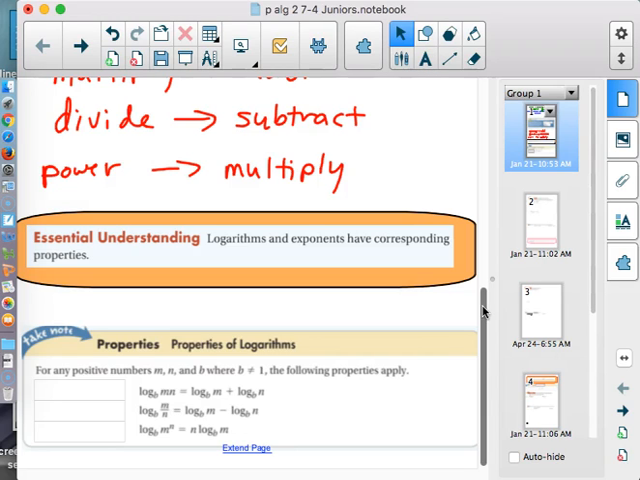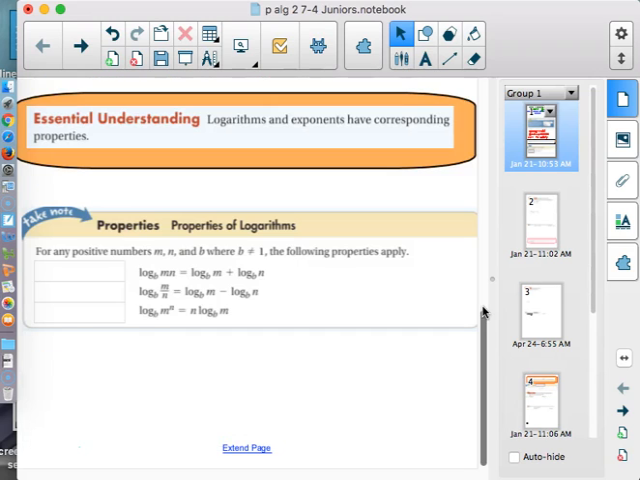The properties that work for exponents have to work for logarithms. They absolutely do. It's been a long time since we did these. It may feel like this is the first time you've learned it. It's not. We did do this before with powers. So down here it says, for any positive numbers m, n, and b, where b is not equal to 1, we're not going to have a base of 1. We talked about that before the break, that 1 to any power is just 1, so that's kind of silly.